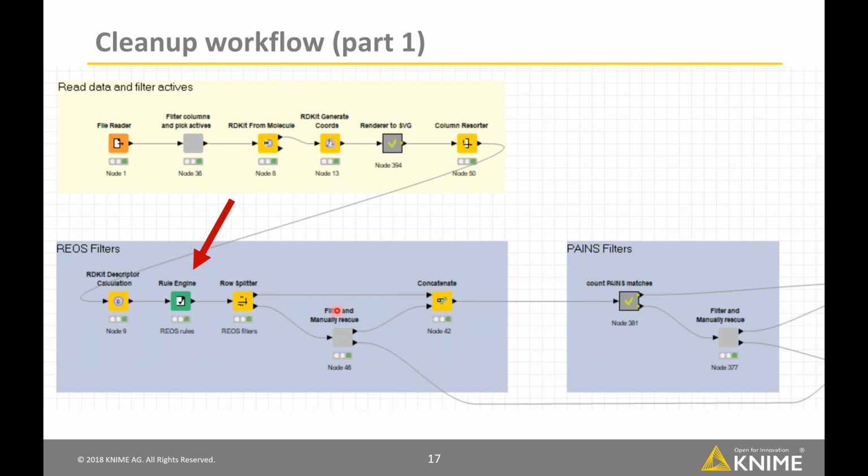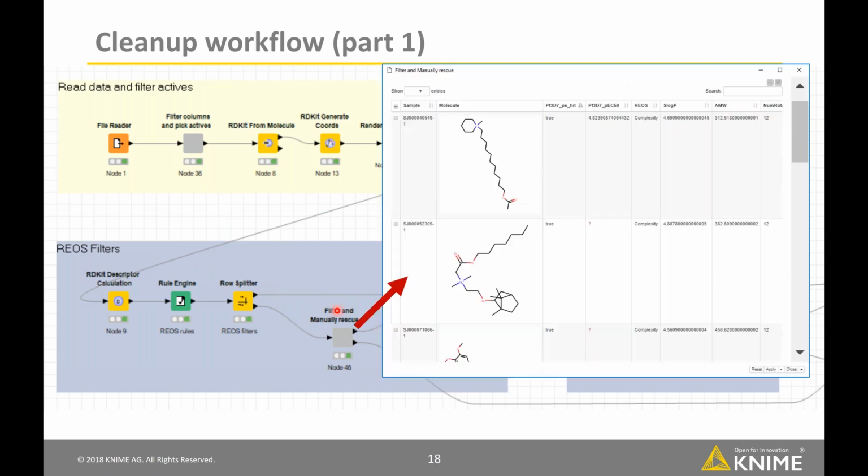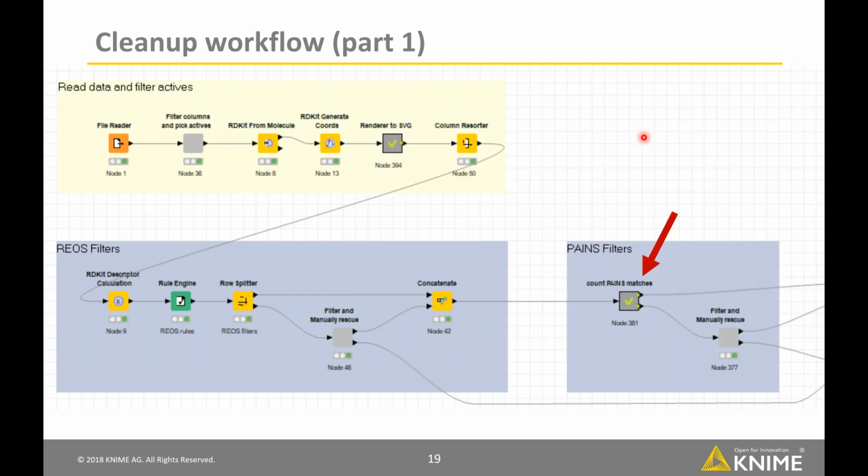So this node, when I execute it and look at it, basically it just pops up a table. In that table, you have the pictures of the molecule, you have all of the data that came in, and then there's also this additional column that has the REOS rule that was violated by the compound. So I can sort on this and browse through and look at the ones that I'm interested in keeping, even though the rules say that this compound's likely to be no good. So after I've done that, I move on.